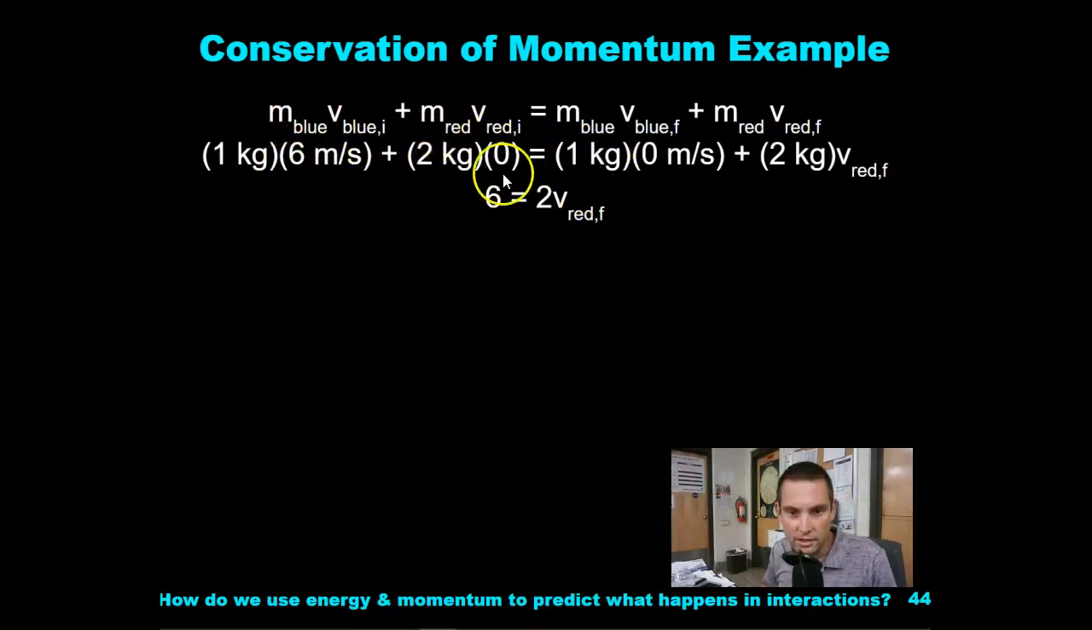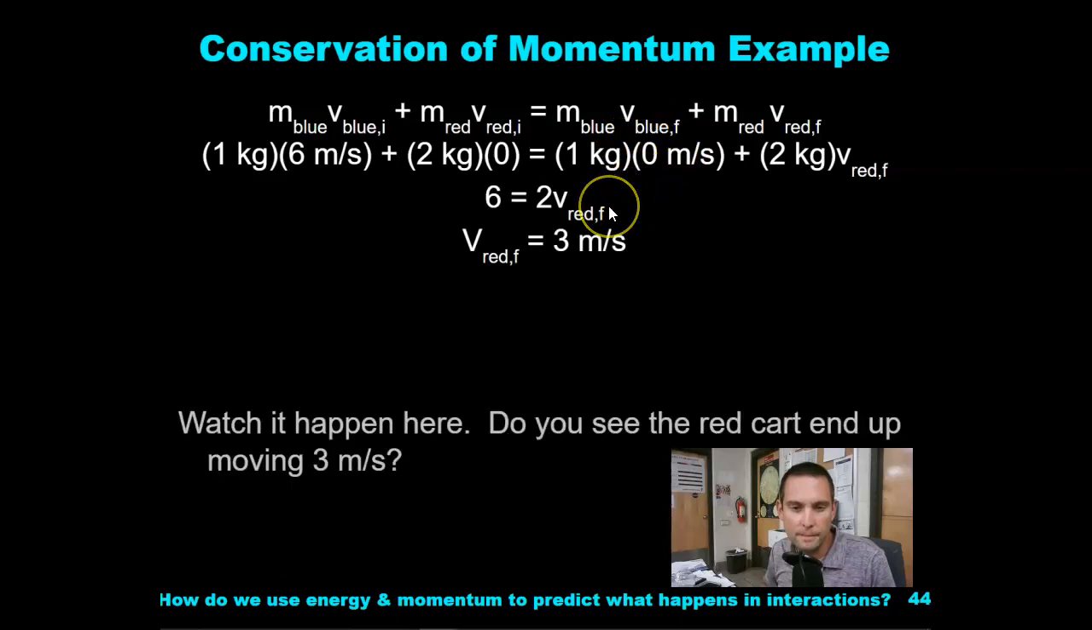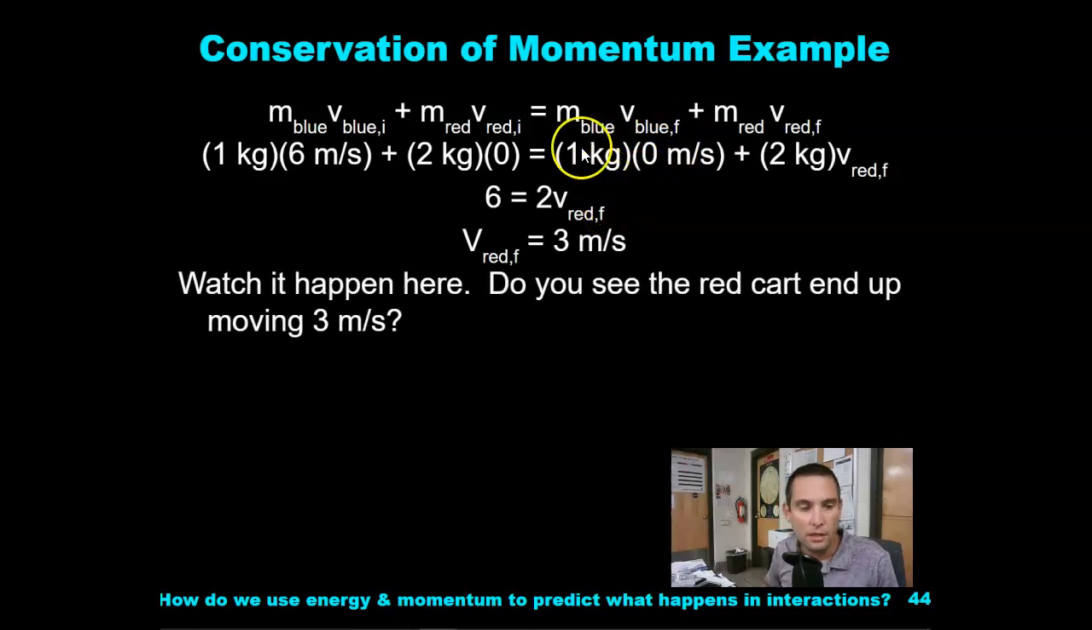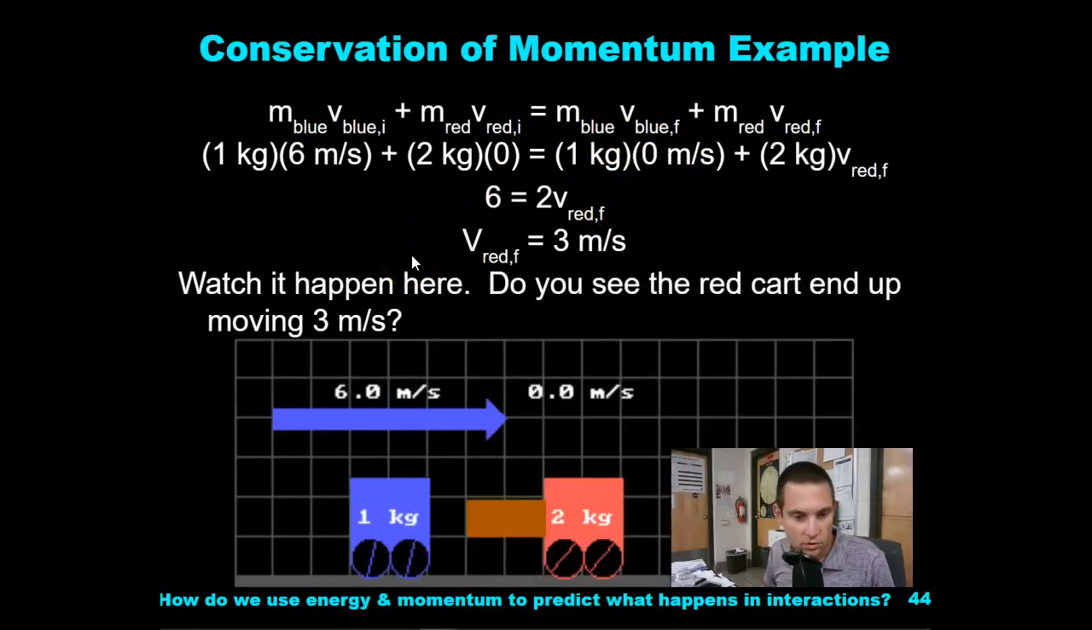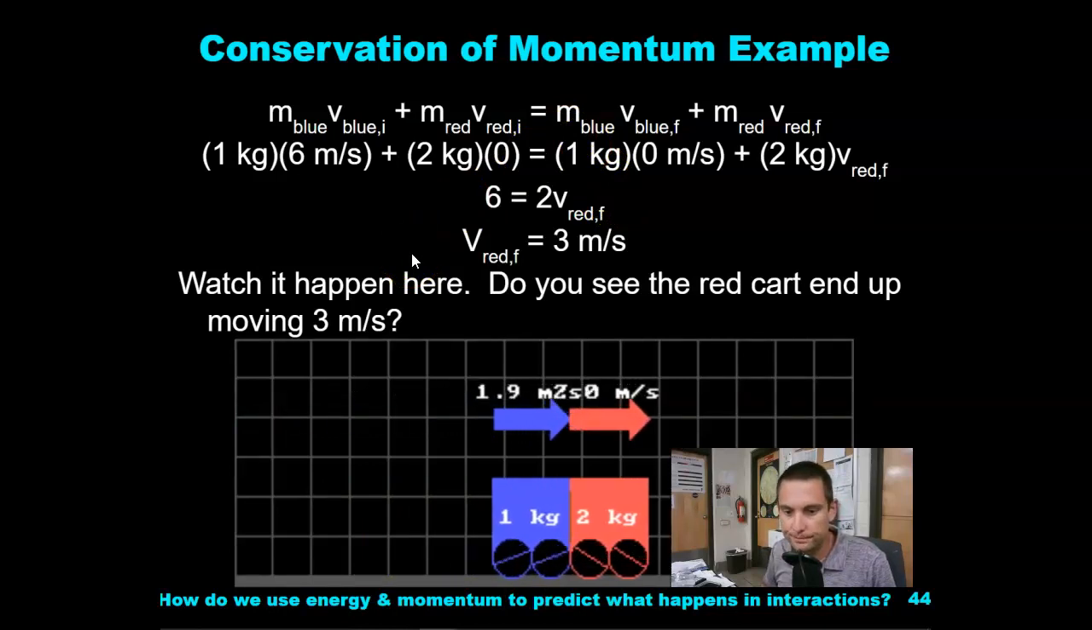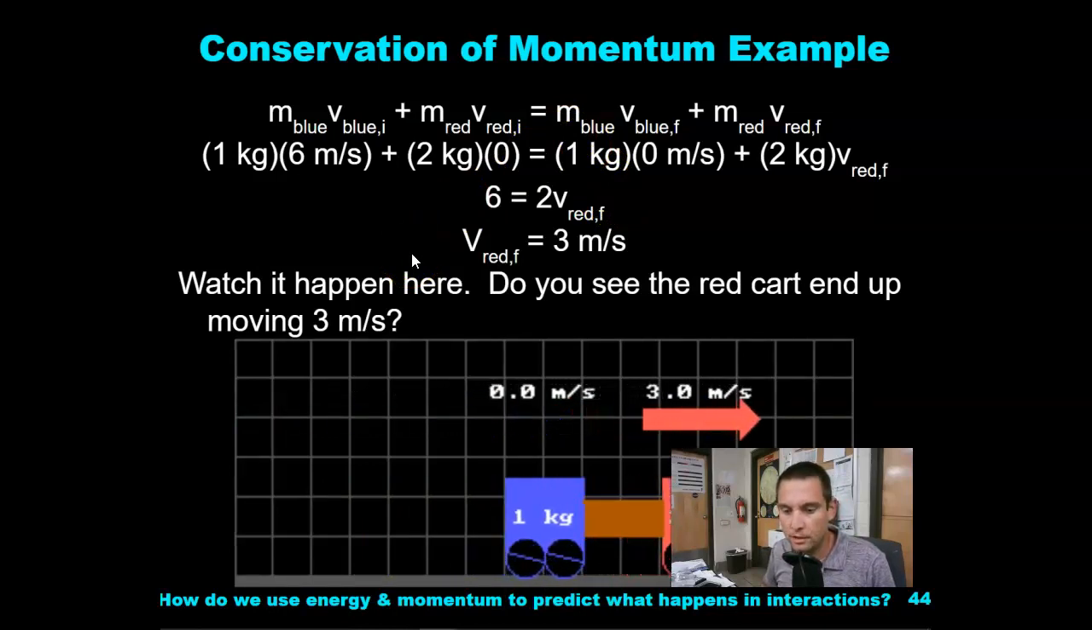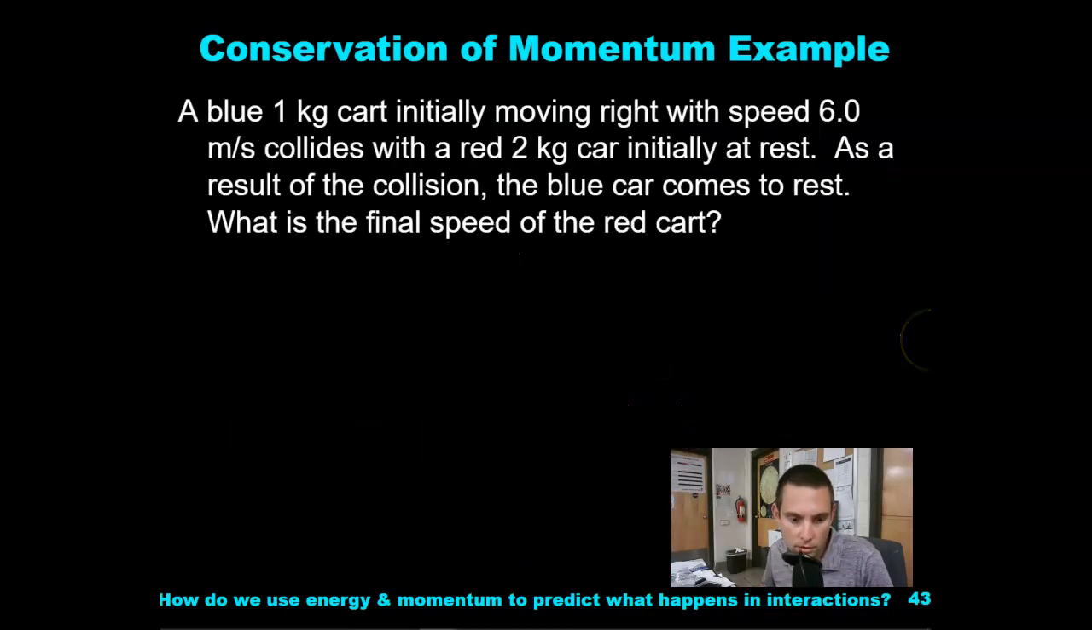Then the red car is at rest, so 0 momentum there. The blue car ends at rest there. That's what I meant, not moving together. Well, let's see the cartoon now. All of the momentum goes into the red car. So let's try it again. This time it's your turn.